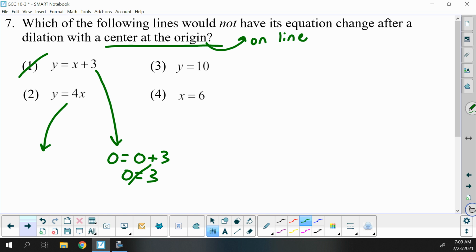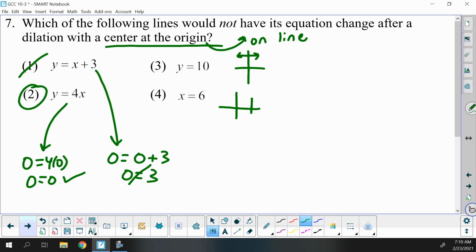Let's try 2. Put in 0 for y and 0 for x. That does give us a true statement, meaning that the origin is on that line, and we kind of knew that because the b was 0. So therefore, that's our one that would not change. Y equals 10, that's a horizontal line at the y value of 10. X equals 6 is a vertical line at an x value of 6. So those do not go through the origin.